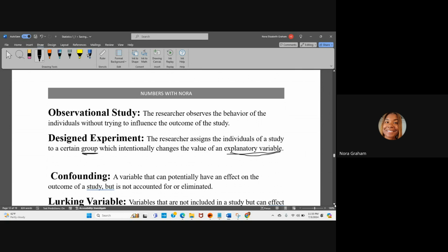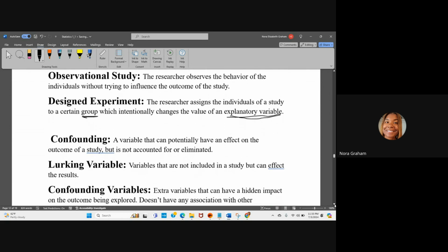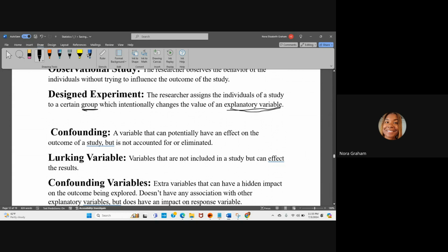Now let's go on to this next vocab, confounding. A variable that can potentially have an effect on the outcome of a study, but is not accounted for or eliminated. This one happens a lot in studies, and it's just variables that maybe you can't fit in your study, or they're just not accounted for because you don't want to put that in the mix.